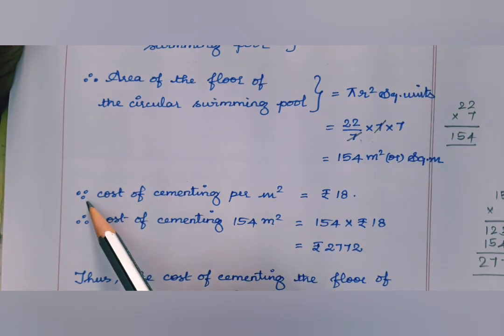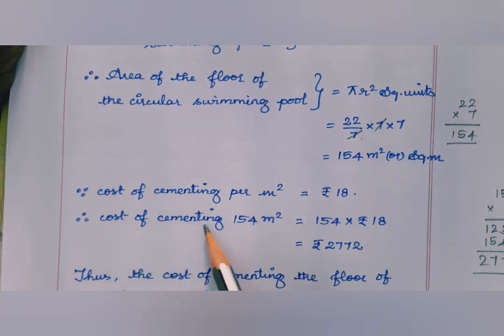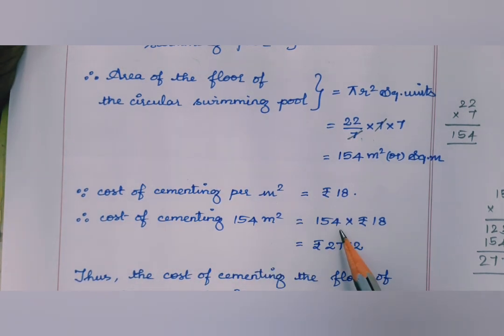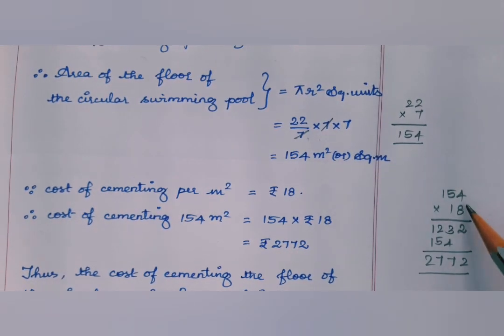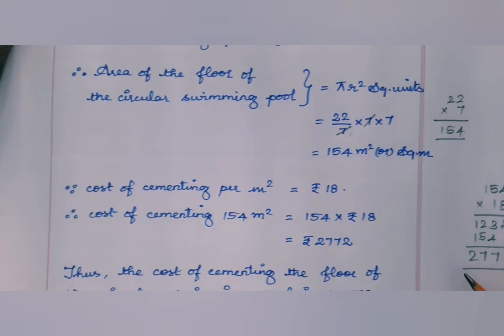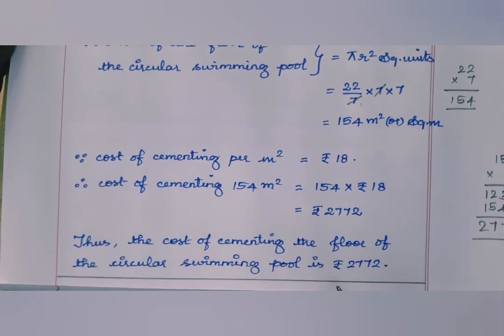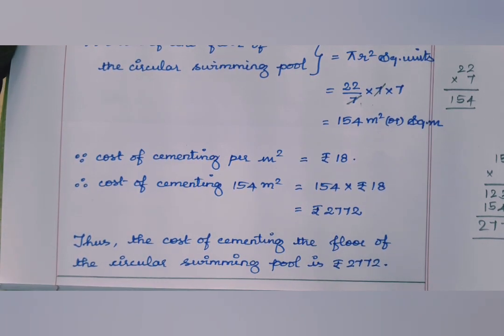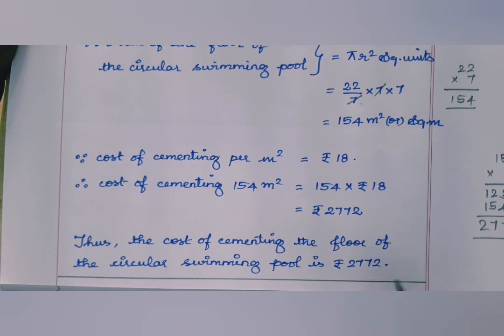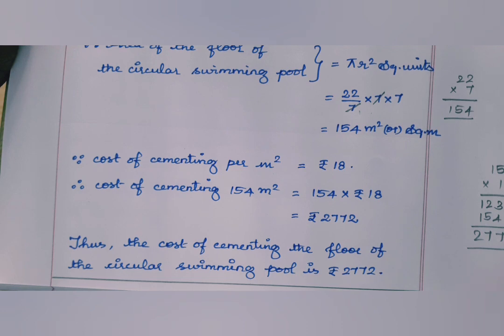Since in the question they have given cost of cementing per meter square is equal to rupees 18, therefore cost of cementing 154 meter square is equal to 154 into rupees 18. So when we multiply 154 into 18, we are getting 2772. Therefore, thus the cost of cementing the floor of the circular swimming pool is rupees 2772. Okay, I am sure that you students are very clear with the problems which we discussed today.